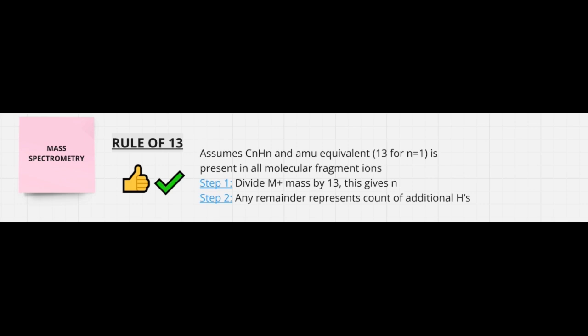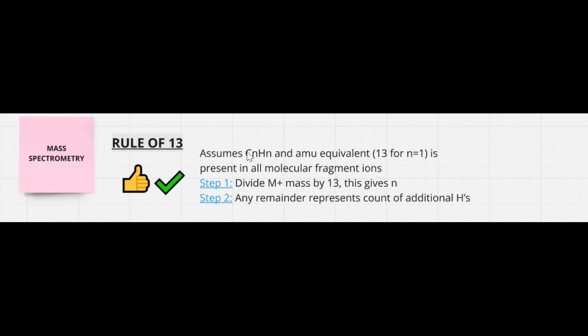So today I'm going to talk about mass spectrometry, and in this I'll be talking about the rule of 13. In mass spectrometric analysis, this is one of the important rules used to determine the molecular structure or the molecular formula of an organic compound. There are certain steps involved in determining the molecular structure through this rule.